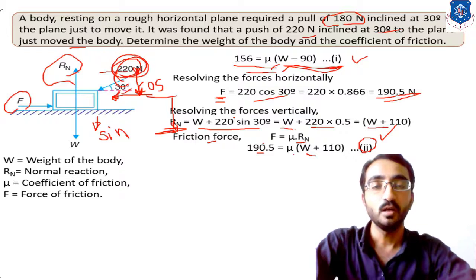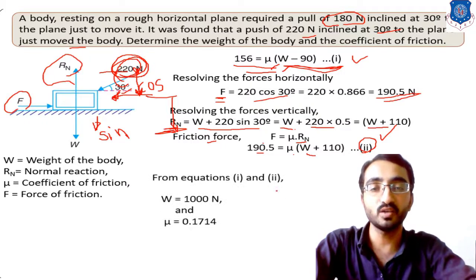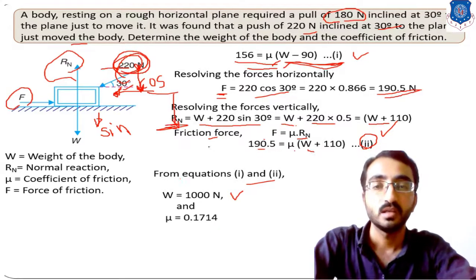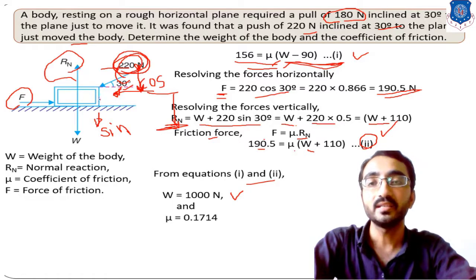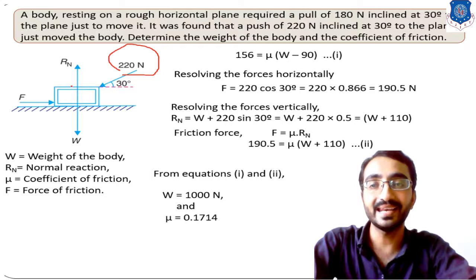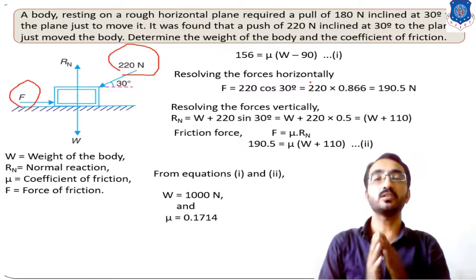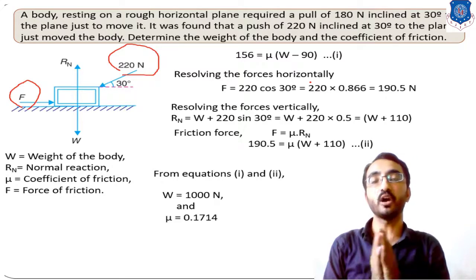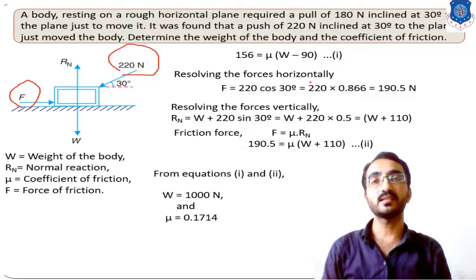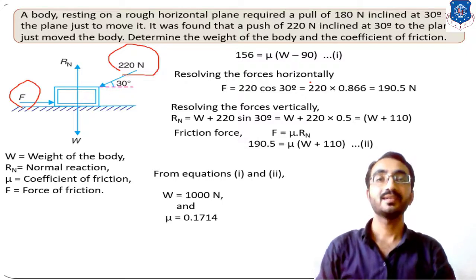In this numerical we can obtain that by solving equations 1 and 2 we will get that W is equal to 1000 Newton and mu is equal to 0.1714. So in this way we can say that if we resolve the forces in the horizontal and vertical directions, then by simply applying these common rules, the equilibrium in horizontal and vertical conditions will help us to solve the numericals of friction. Okay, thank you.